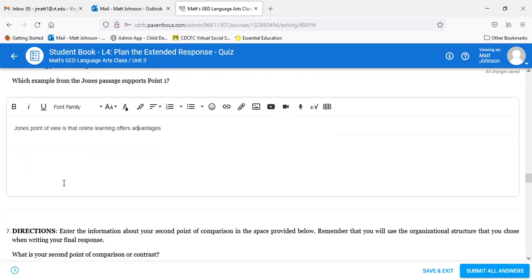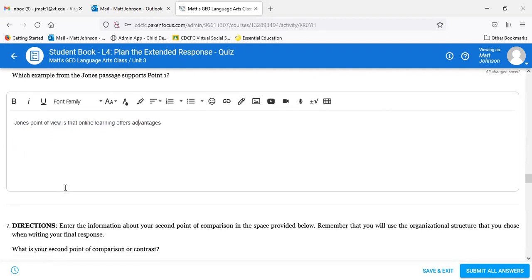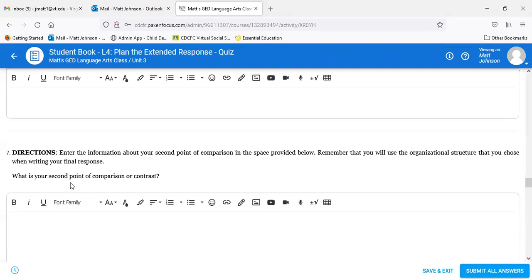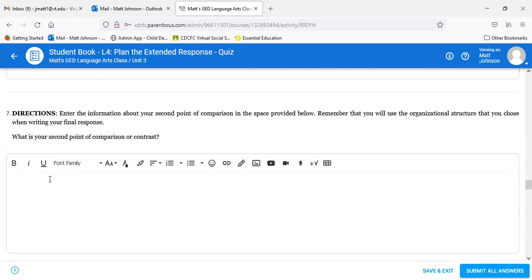Now, what would follow on with that would be the reasons. So that will be our next point of comparison. We started with their claims, their arguments. Now let's go to the reasons. So what is your second point of comparison or contrast? That would be the reasons presented by the authors. Let's say reasons.